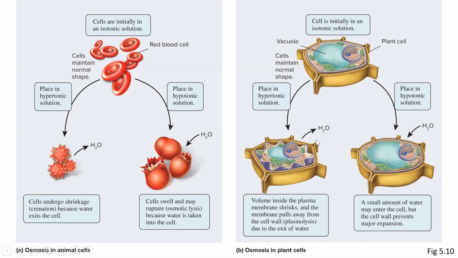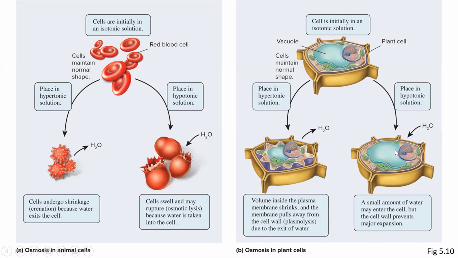In plants, it's a little bit different because remember what we have in plants. What do we find in plants that we don't find in animal cells? What do we find in plant cells? Yes, what am I pointing to? The cell wall. The cell wall prevents major changes in the structural integrity of the plant cell.